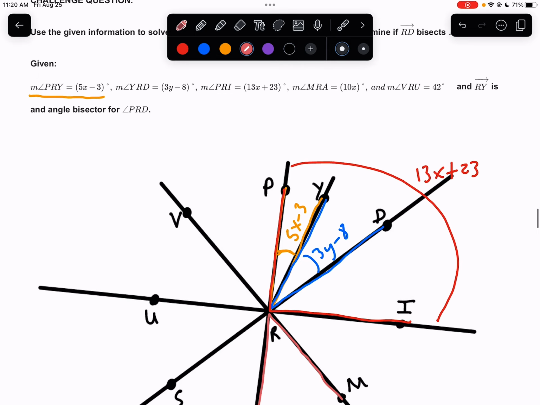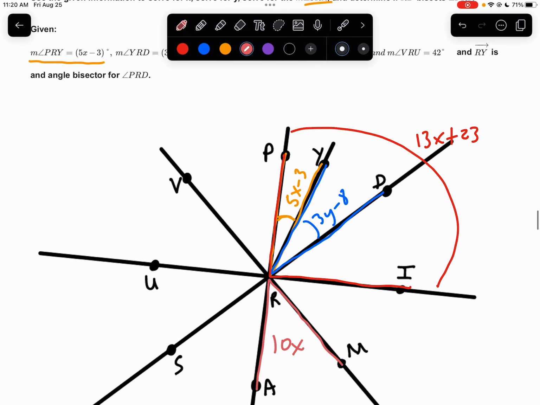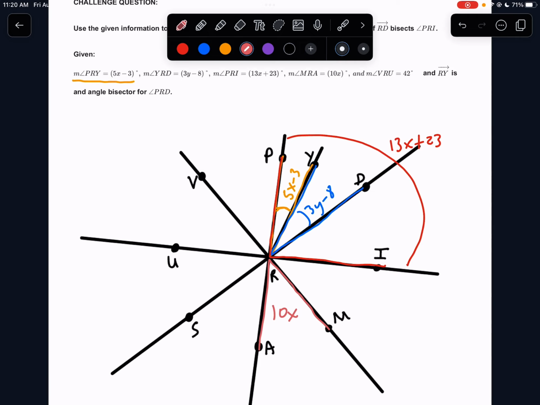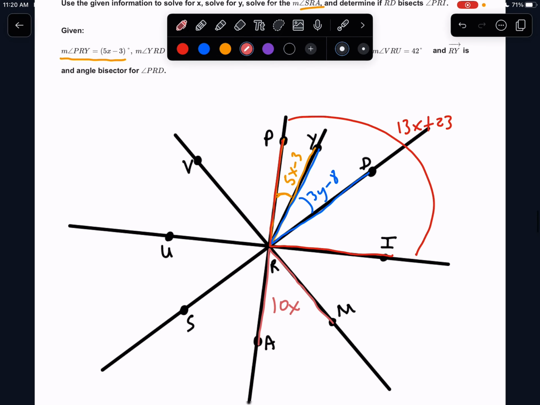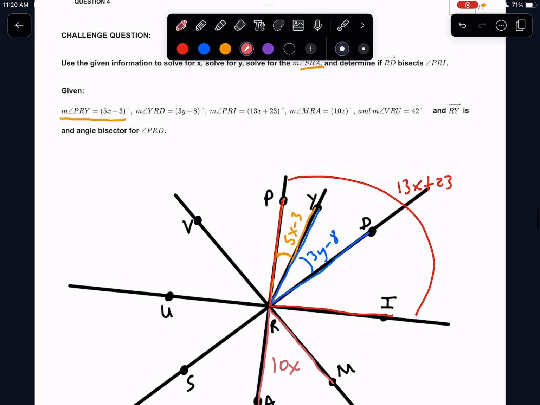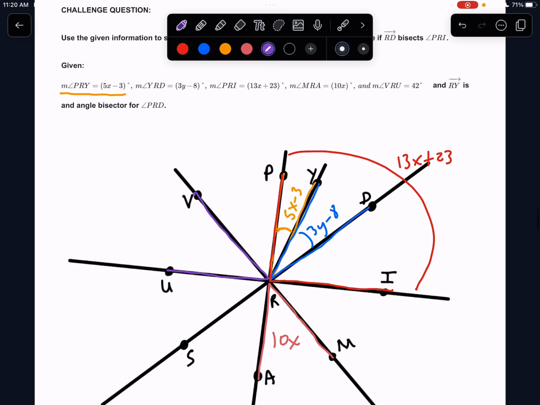And that is 10x. One thing I'm noticing while I'm doing this is that I don't have any vertical angles yet, and I don't have any equal angles yet, so I don't have anything really to work with yet. But I'm looking for that as I go. And then VRU, that's this one, clocking in at 42.